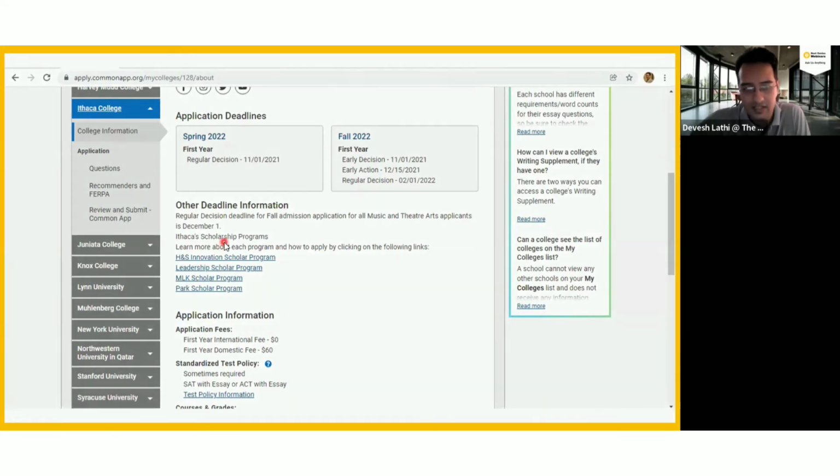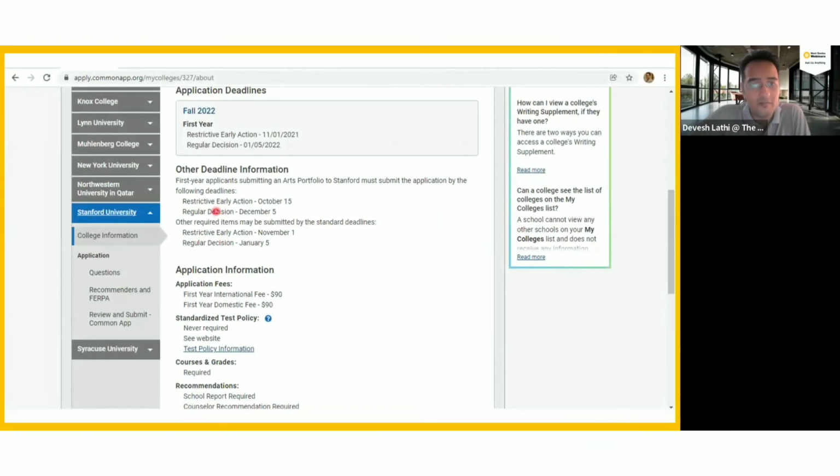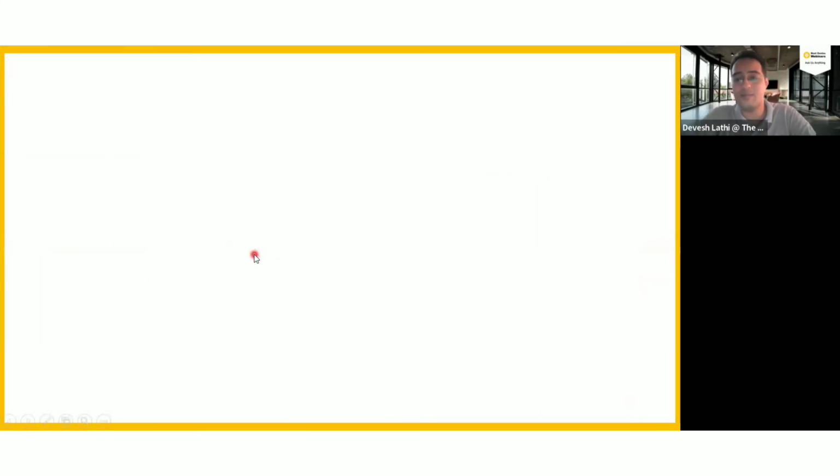Let's see another case. Let's see the case at Stanford. At Stanford, the first-year applicant submitting an art portfolio must submit the application early. If you're applying REA, the normal REA deadline is 1st of November. But if you are submitting your art portfolio, then you need to submit your application by October 15, and then you need to submit other required items by November 1. Same way, if you're applying regular decision, the application deadline for all the other programs is 5th of January, but for students submitting an art portfolio, it's 5th of December, and they need to submit all the other required items by 5th of January. So again, if you're applying for special programs, art, theater, drama, architecture, or if you're submitting a portfolio, you must take care of the special deadlines.